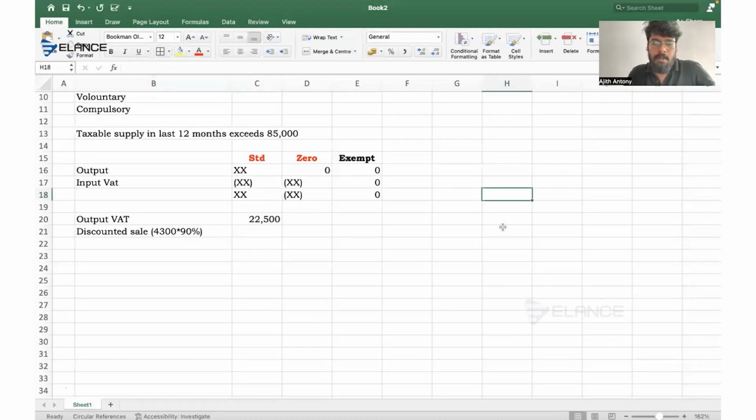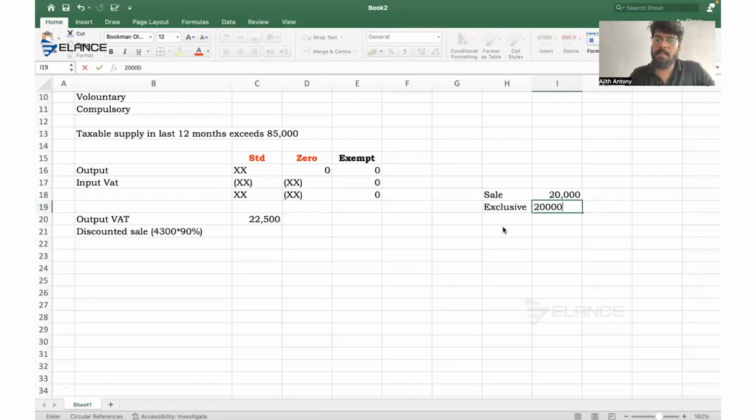For example, in the question, they mention a trader made a sale with a selling price of 20,000. If it is mentioned that this 20,000 is exclusive of VAT, if this 20,000 is a VAT exclusive amount, we can find out the VAT element by multiplying 20,000 by 20 by 100. Easily we can find out the 20% of the sale. That will be the VAT element.